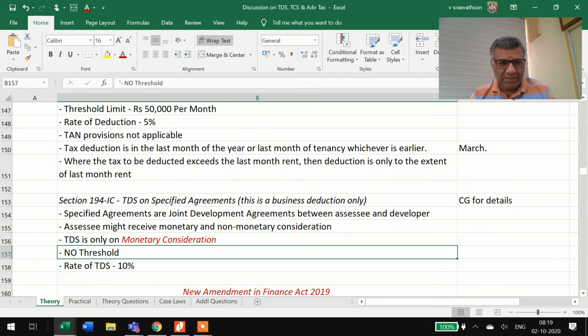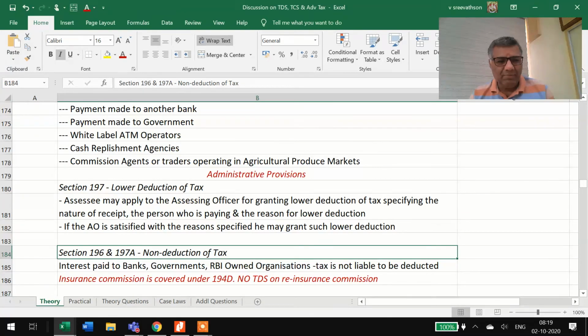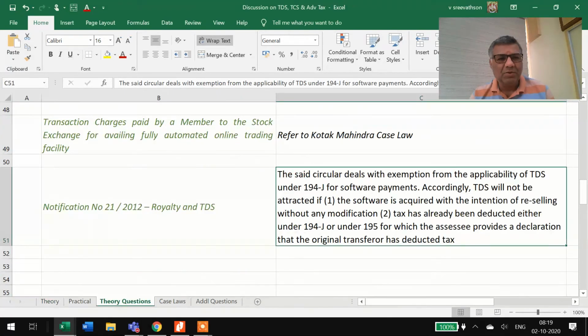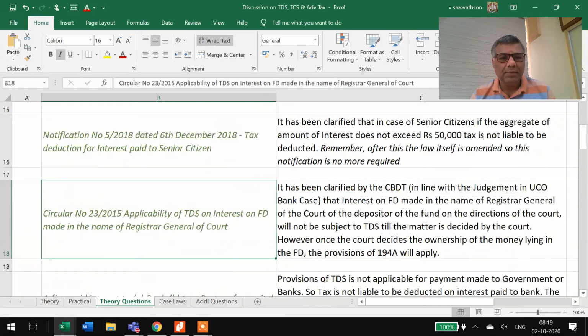I will give you the reference of the circular number. It is a 2012 circular. Okay, I will give you the reference of that circular. Yeah, I have it here.